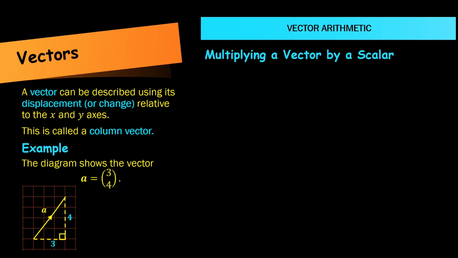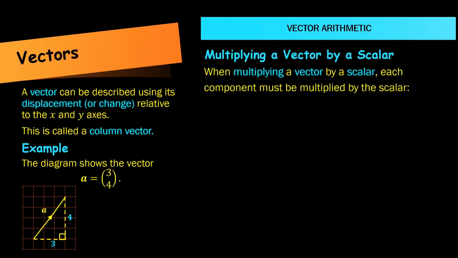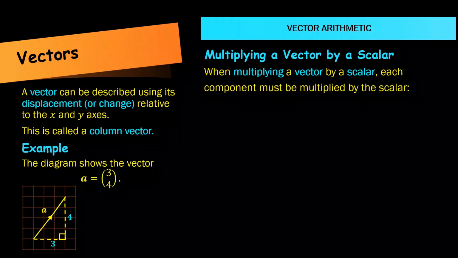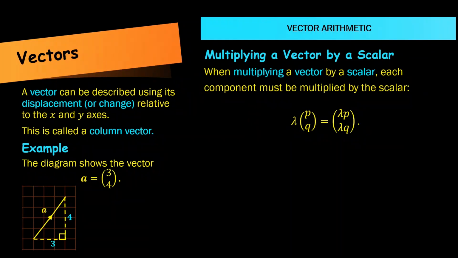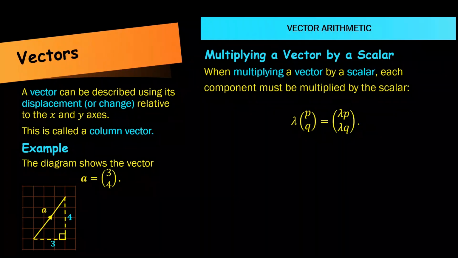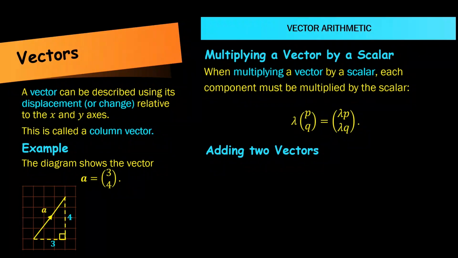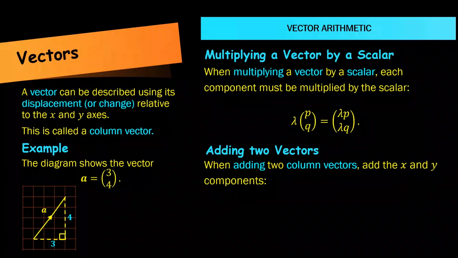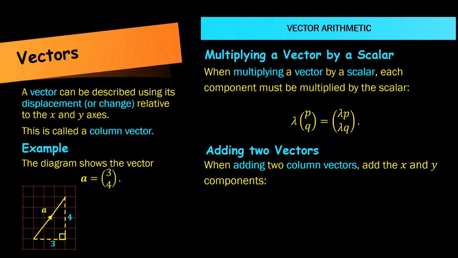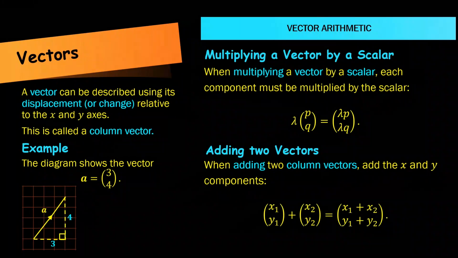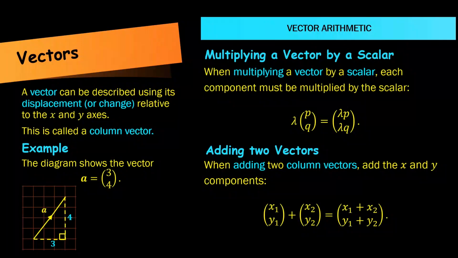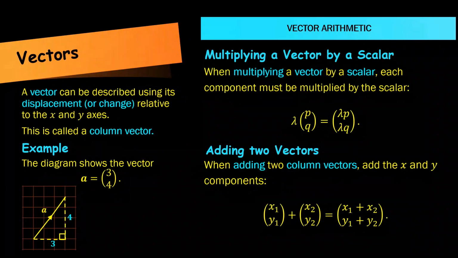How do we multiply a vector by a scalar? When multiplying a vector by a scalar, each component must be multiplied by the scalar. So lambda times (p, q) equals (lambda p, lambda q). When we add two vectors, we add the x and y components. So (x1, y1) plus (x2, y2) becomes (x1 plus x2, y1 plus y2).